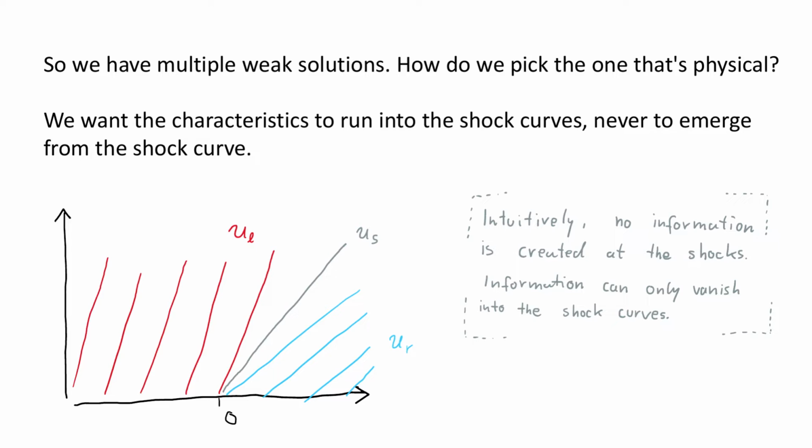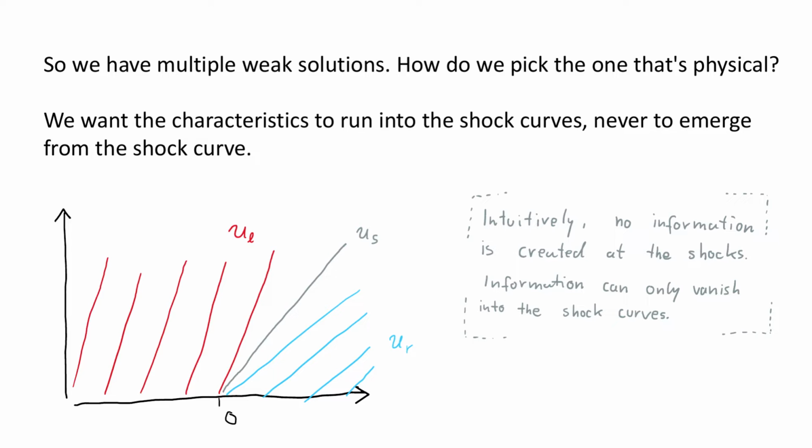One selection criterion has already been mentioned last time. Generally speaking, we want the characteristics to run into the shock curves, but never to emerge from the shock curve. This is illustrated in the diagram below, which reminds us of our last example in discussing Burgers' equation. For example, in the rarefaction wave, no characteristic ever emerges from a shock wave.